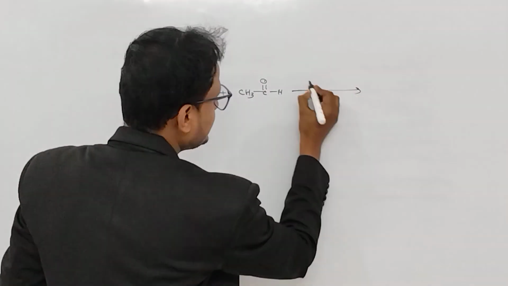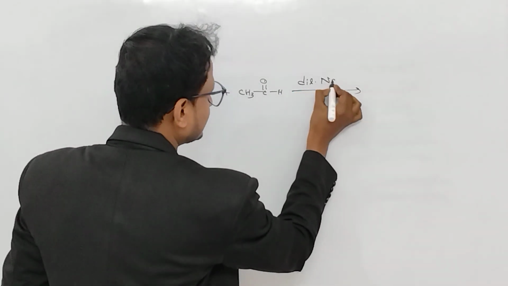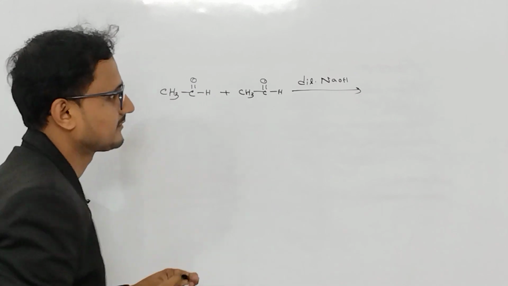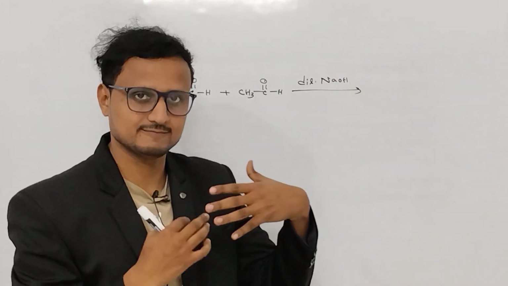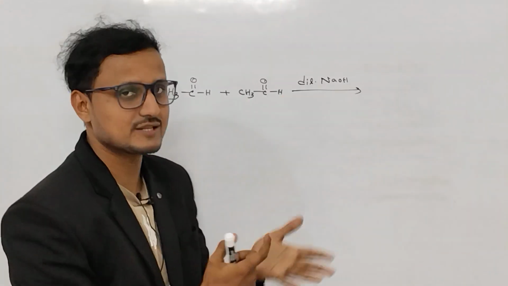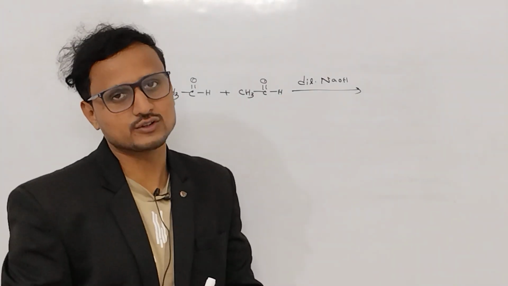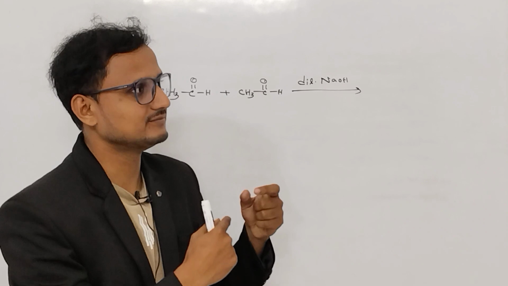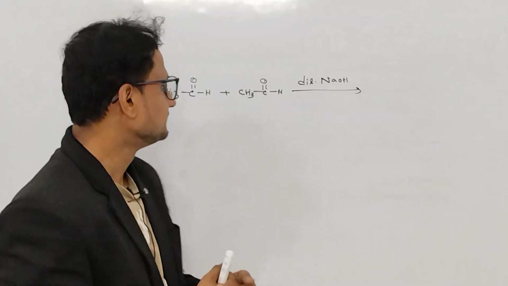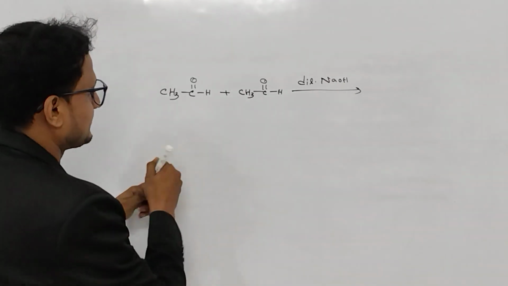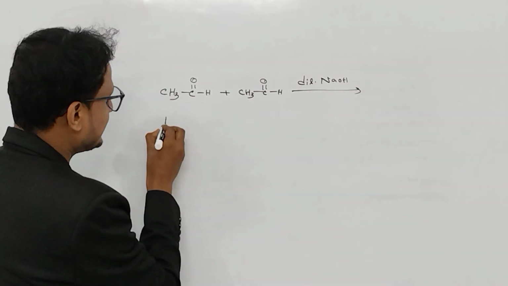Okay, as a reagent, dilute sodium hydroxide. Now we will first see how this reaction is carried out, like what is the mechanism. Then we will go for the actual technique, how we can write the result. Okay, now what is the mechanism in this?